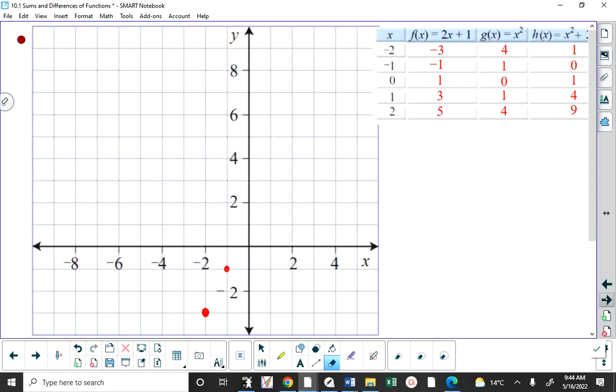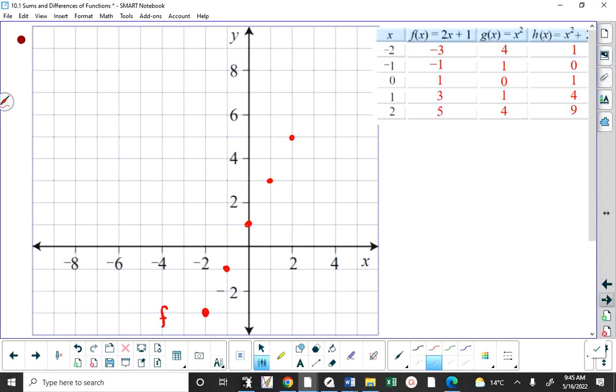So then 0, 1. And I'm going to tell you right now, I do not want you connecting the dots. This is not the point. Okay? And then 1, 3. Of course, you go over 1 and up 2 every time. So that is f of x. And I'm just going to put the letter f down here.